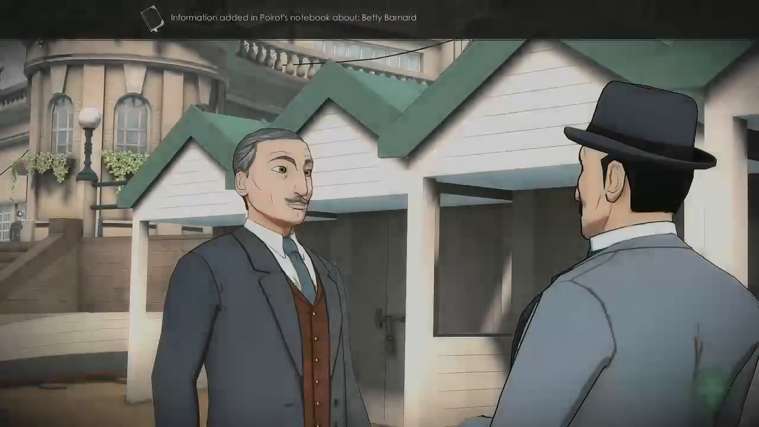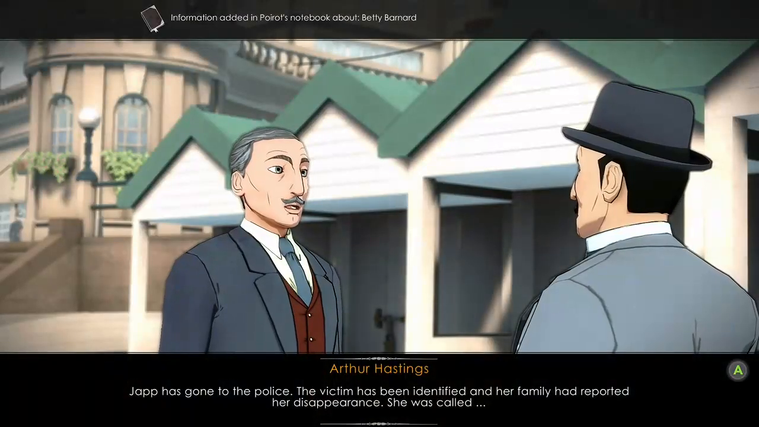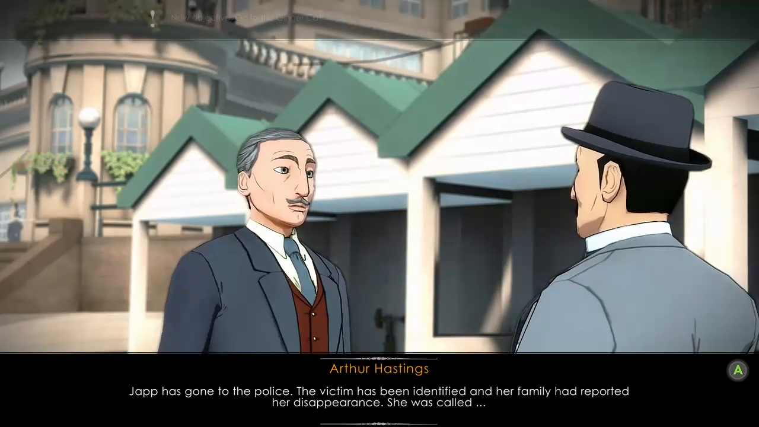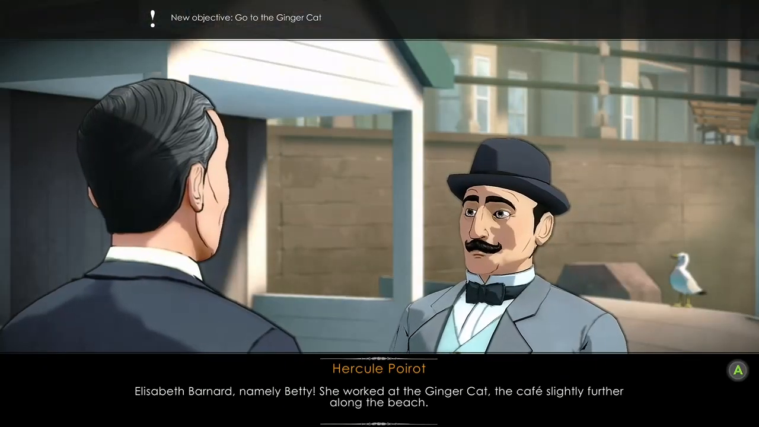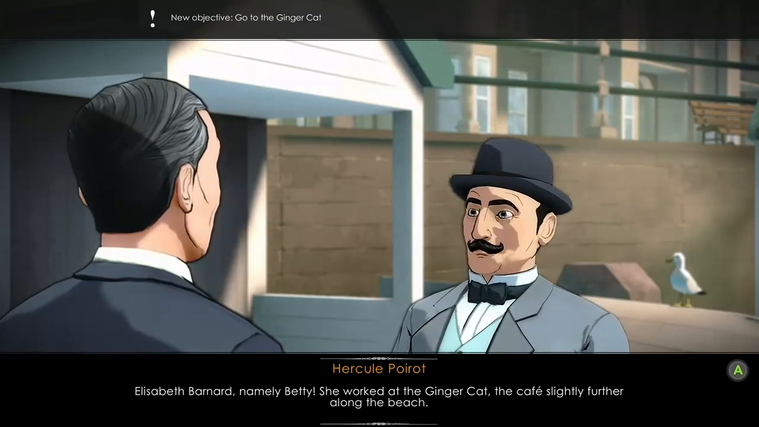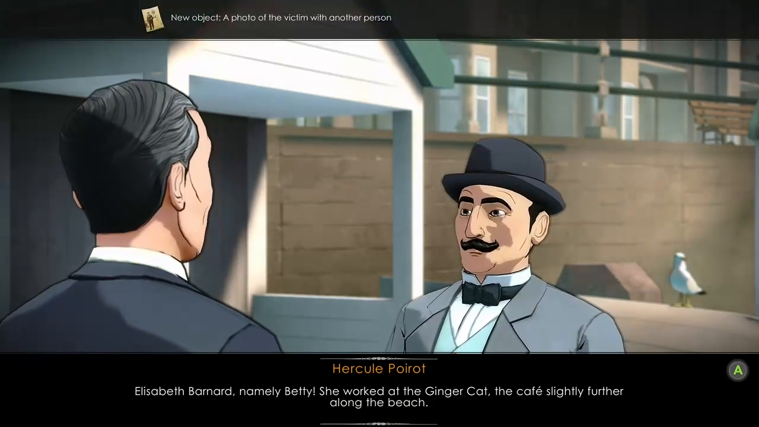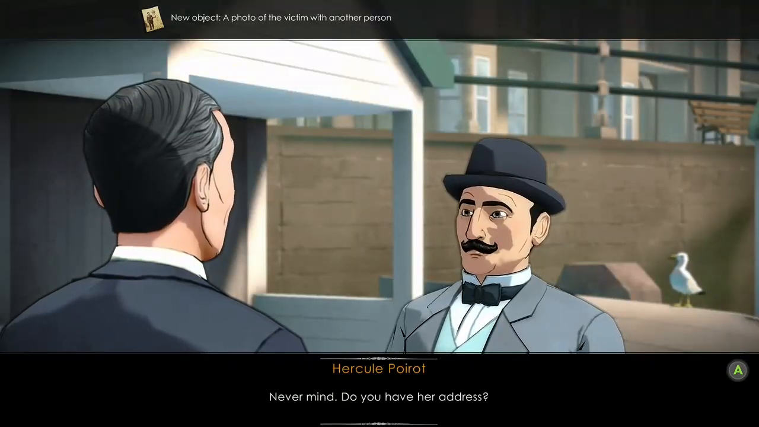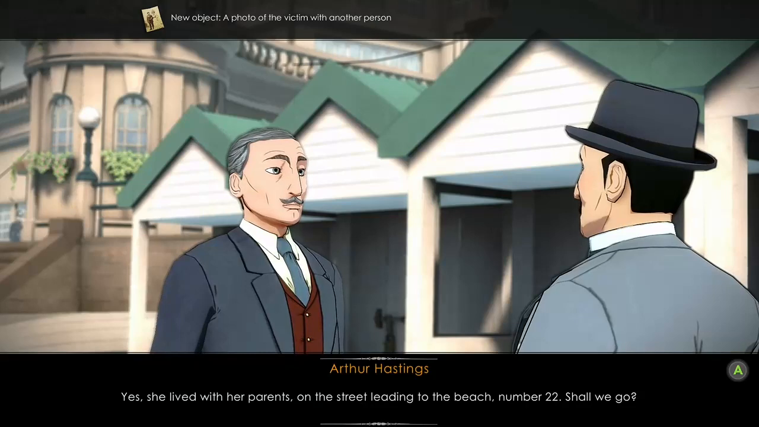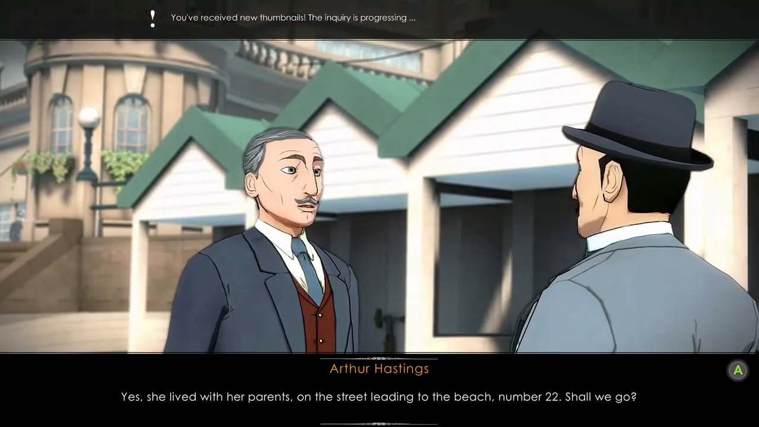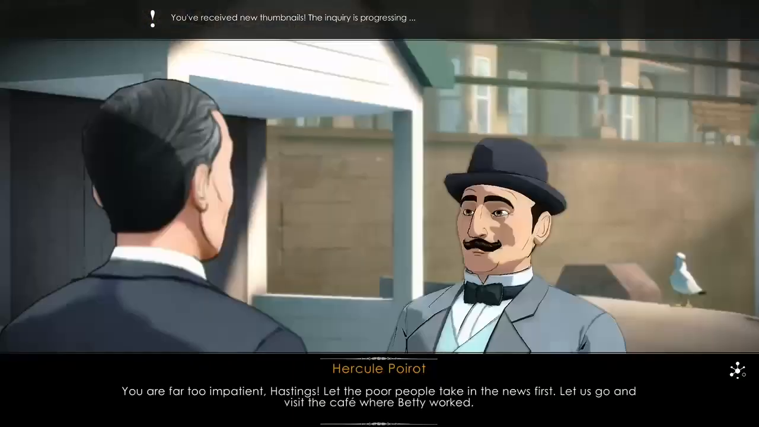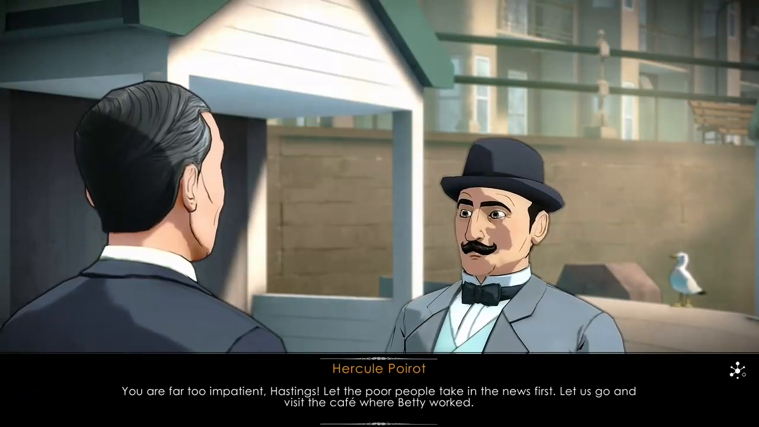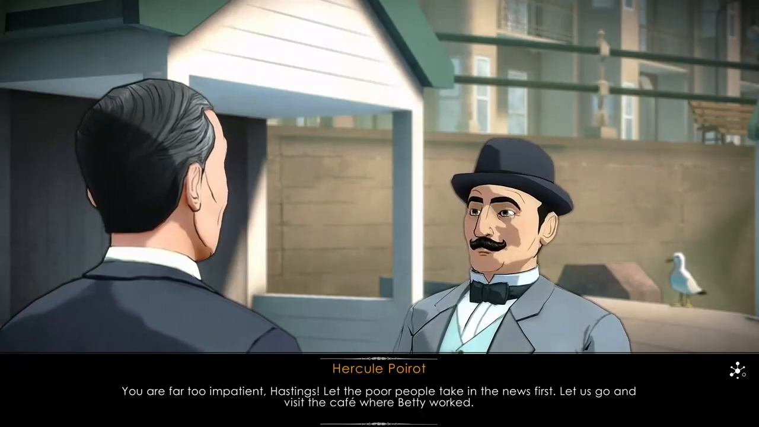Jap has gone to the police. The victim has been identified and her family had reported her disappearance. She was called Elizabeth Barnard, mainly Betty. She worked as a ginger cat at the cafe slightly further along the beach. Her surname is still a B. How on earth? Never mind. Do you have her address? Yes, she lived with her parents on the street leading to the beach, number 22. Shall we go? You are far too impatient, Hastings. Let the poor people take in the news first. Let us go and visit the cafe where Betty worked.